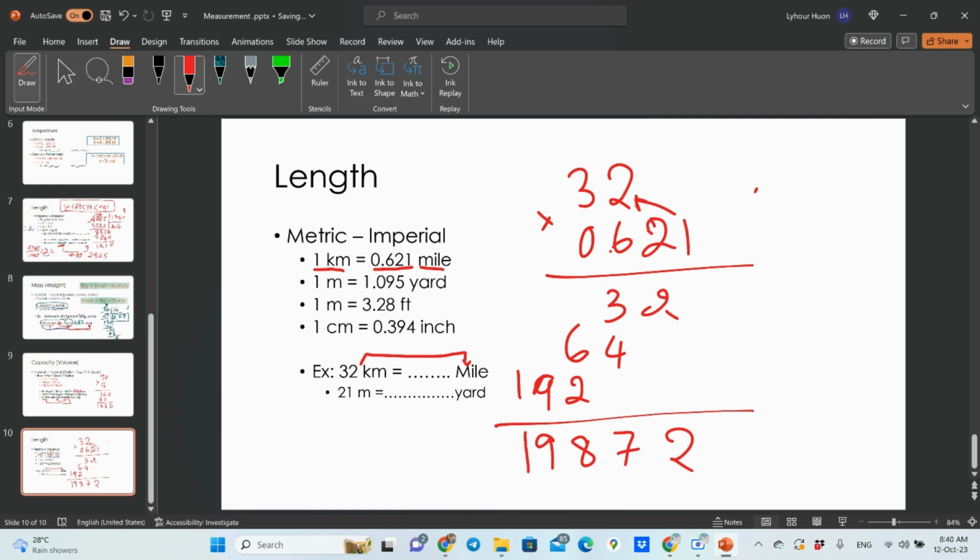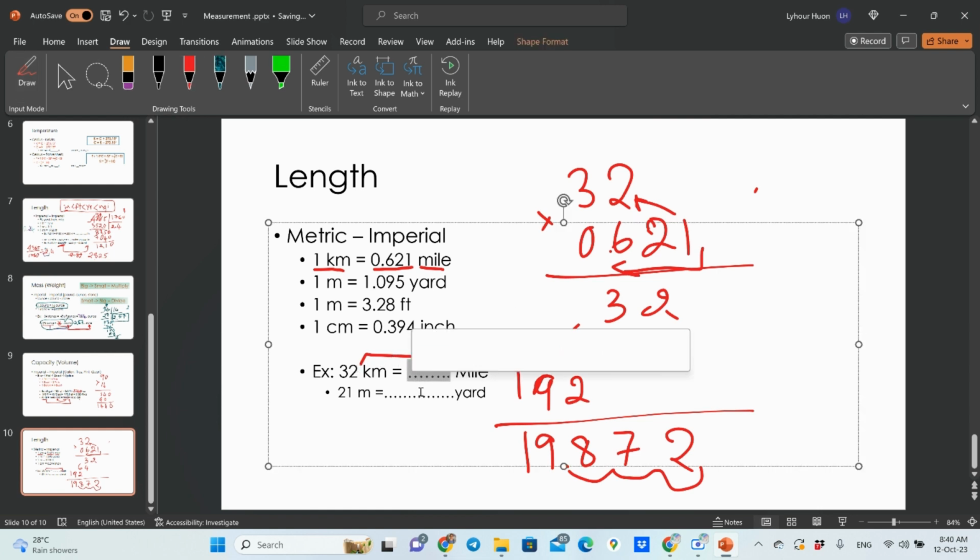Okay, this is the result, but we have 3 digits after the decimal. So we shift 1, 2, 3 here. So meaning that 32 kilometers equals 19.872 miles.